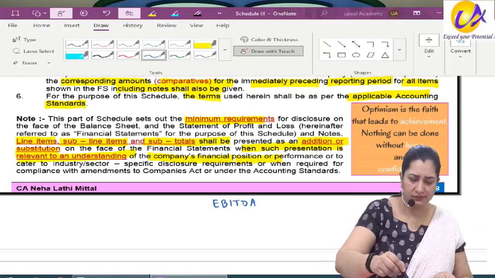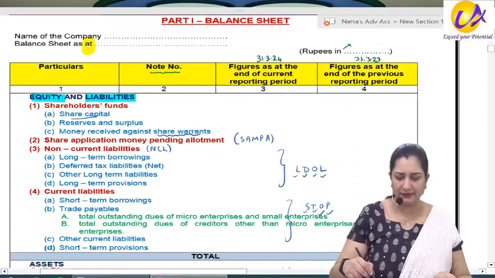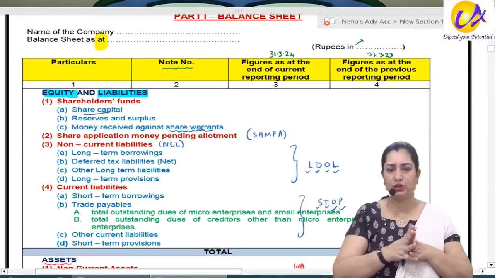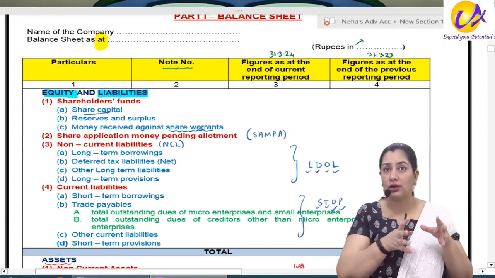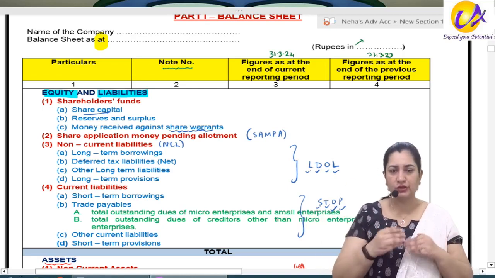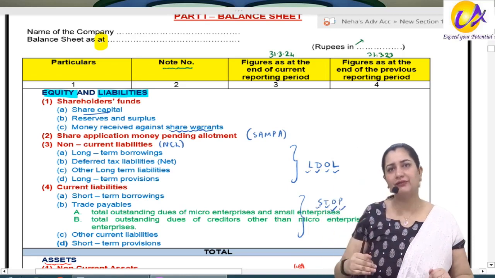Going further, the balance sheet format. So we start with the balance sheet as at a particular date. My balance sheet is always on a particular date and my P&L is for a particular period. So here we have two parts: equity and liabilities, and next we have assets.